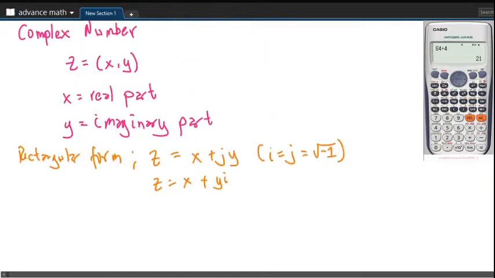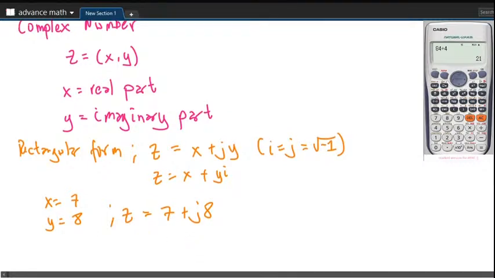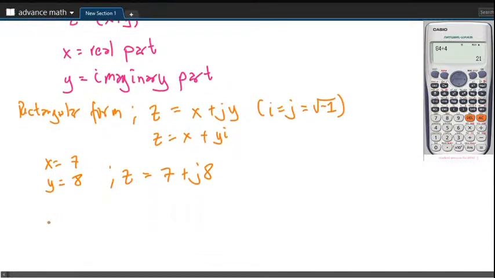An example of a complex number in rectangular form: if our real part, our x, is equal to 7 and our y is equal to 8, we could write our complex number as 7 plus j8. Another example: we have our x is 8 and our y is -9, so we could have our complex number as z is equal to 8 minus j9.